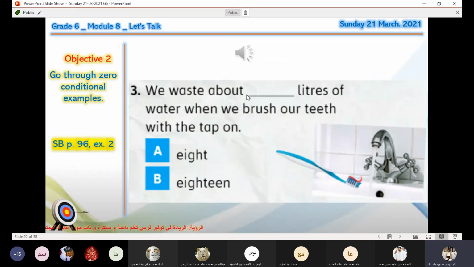First of all, we mustn't waste water. When we leave the tap on while brushing our teeth, we waste about 18 litres of water. Look guys, if you open the water tap and you brush your teeth, how many liters will you waste? 8 or 18?